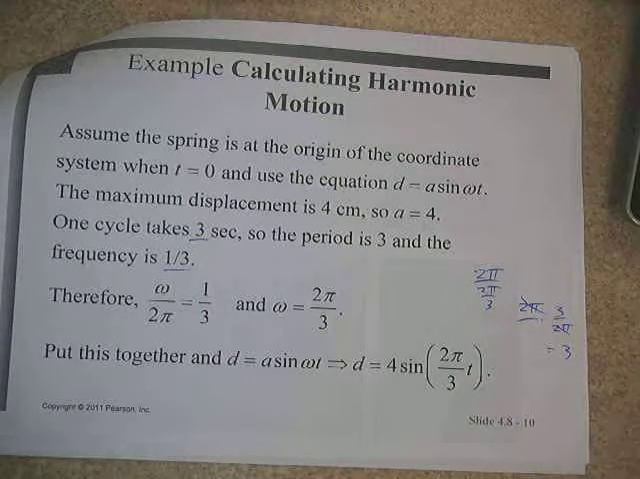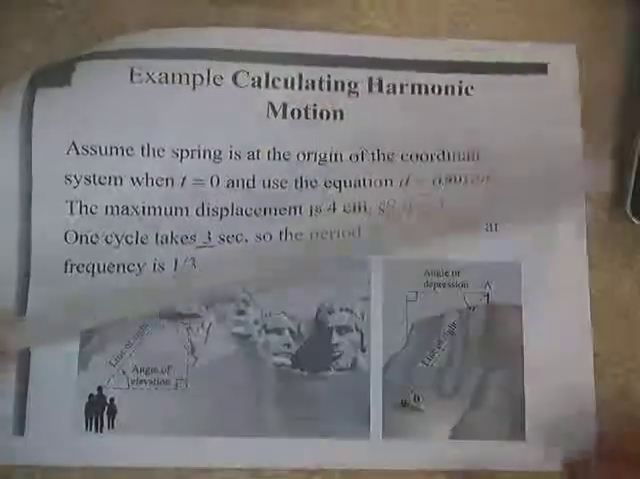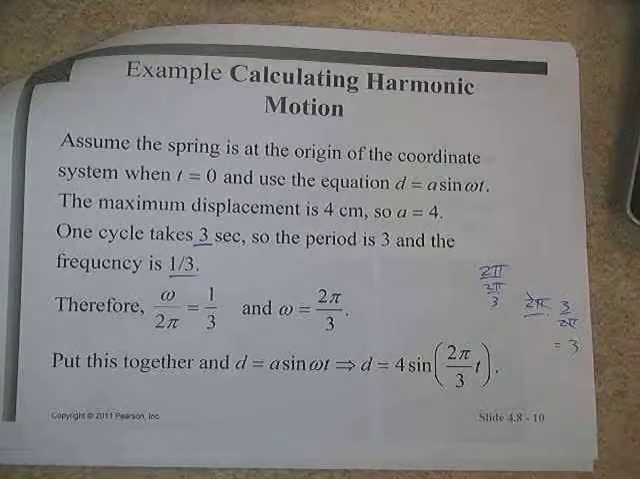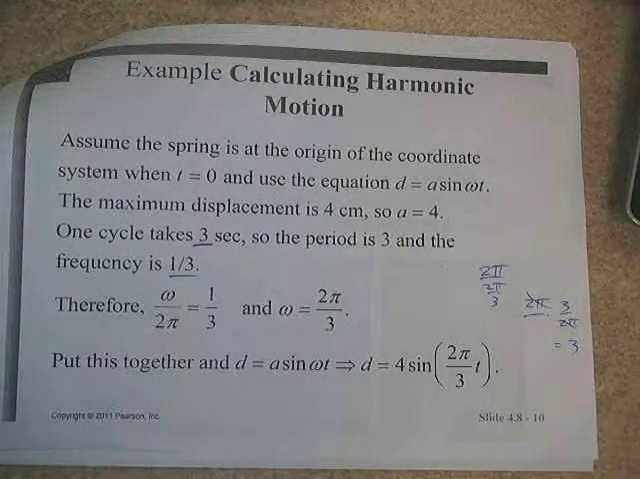So really, is that process any different than what we've been doing in terms of finding the period? Well, if we know the period is 3, then we can use our 2 pi over b formula as well. So that's really not different than what we did in our previous problems.